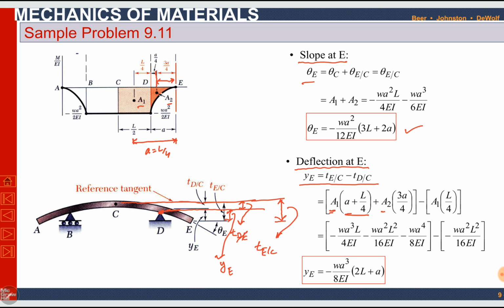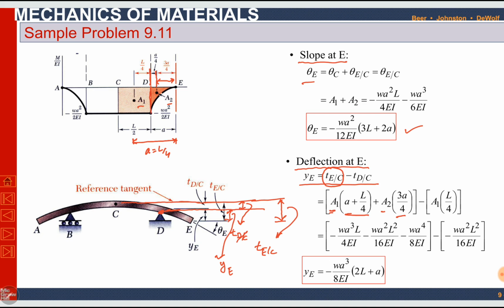This distance is a parabolic curve. So from the vertical point it is A by 4 from this point. So from the other end it will be 3A by 4. Okay, this is TEC. Now we have to find TDC. TDC is the area under the M over EI curve between point D and point C.